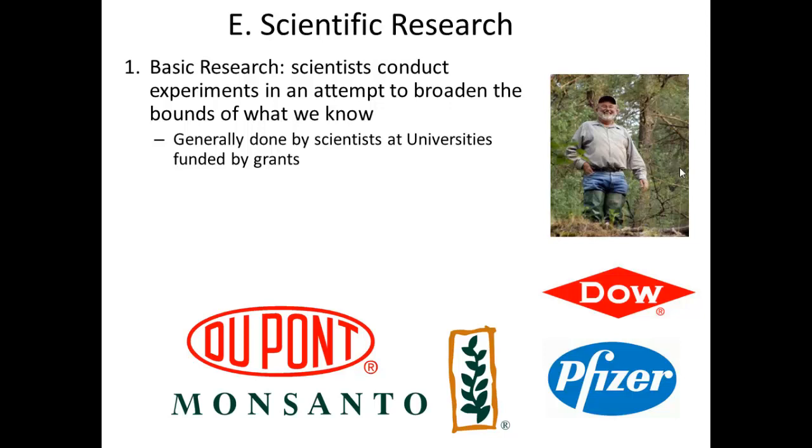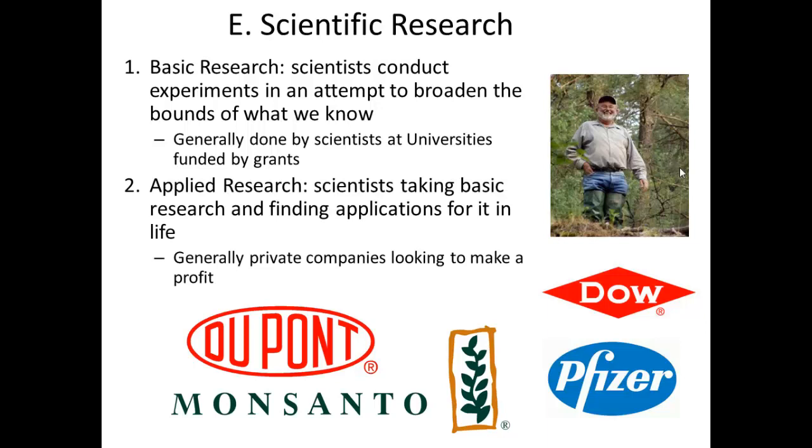And this is generally done by scientists at universities funded by grants. There are some labs which are not funded by universities, by themselves, but the ones that are for profit would be applied research, and this is taking those basic research findings and finding applications for them in life. Some examples of that are DuPont and Monsanto, which is an agricultural company, Dow and Pfizer. Pfizer is a pharmaceutical company, and Dow is an industrial chemical company.